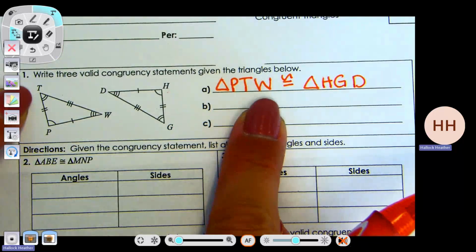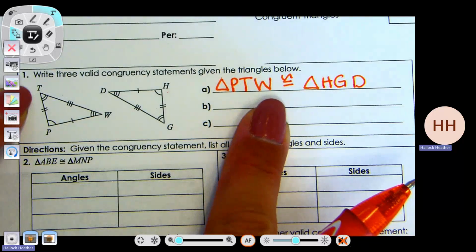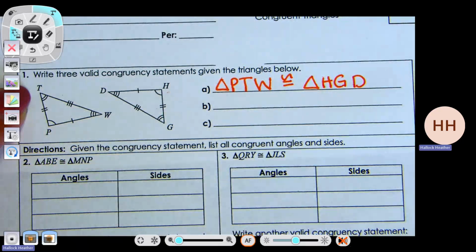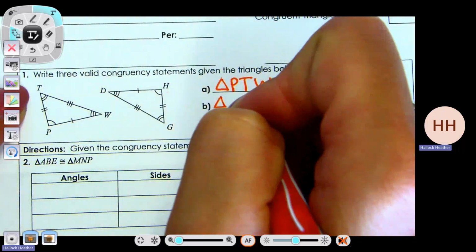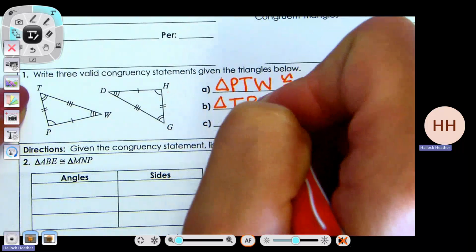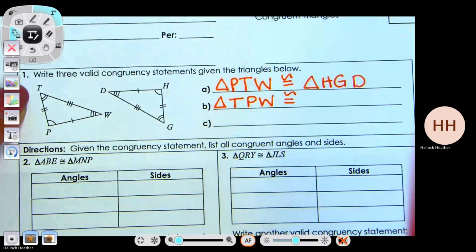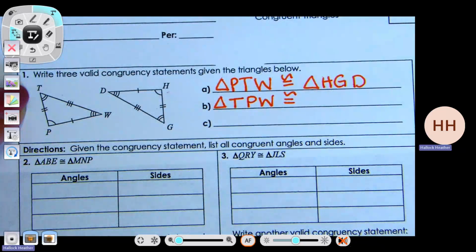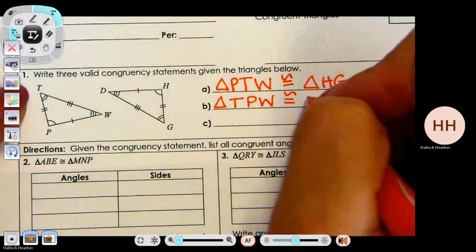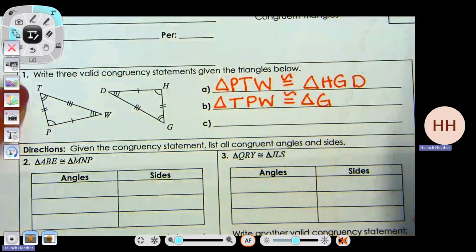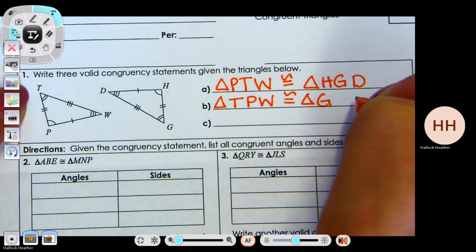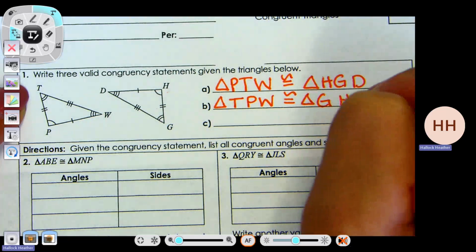There's technically like 9 combinations of these that you could write out and it be correct. So if you had to do this on the EOC, as long as you wrote one of those, it would be fine. It just needs to make sure like the order matters. Okay. So if I say, let's do TPW and I put T in the front, what has to go first now? G, and then H, and then D. Okay, good.